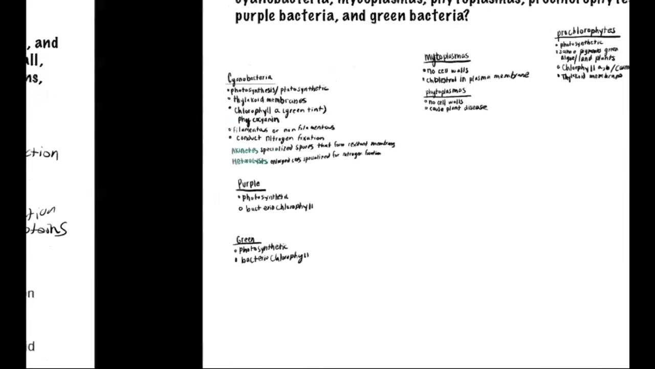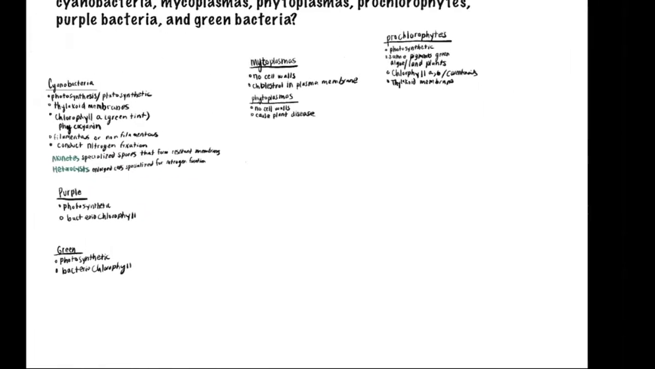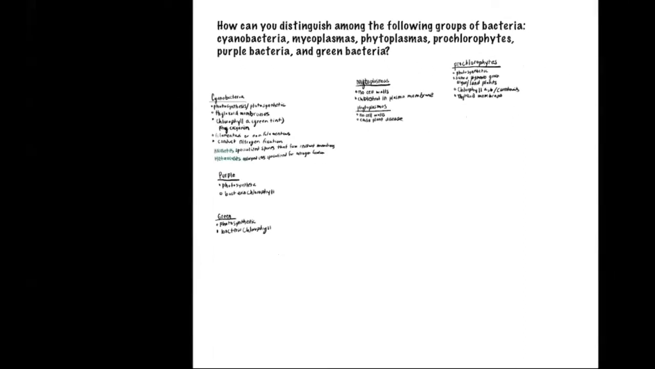As you can see, there's many differences and similarities among the bacteria. Some are photosynthetic, some are not. Some contain chlorophyll, some do not. Some lack cell walls, some have cell walls. They are very unique individuals.